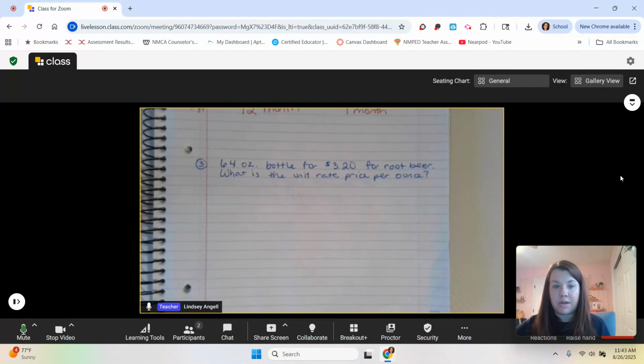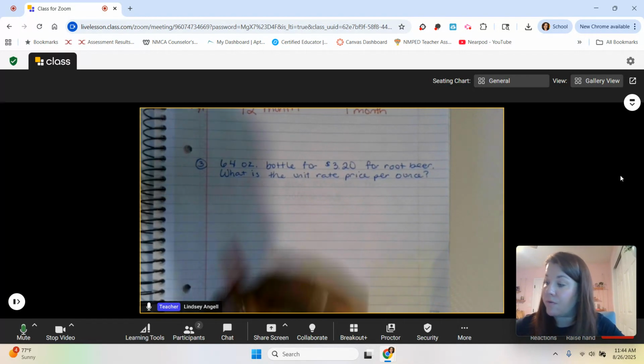Number 3, final one for today. 64-ounce bottle. Oh, this is another one. I didn't feel like writing the whole thing down, but I'm pretty sure this is from your quick check. So make sure to pay attention and to find it. A 64-ounce bottle for $3.20 for root beer. What is the unit rate price per ounce?